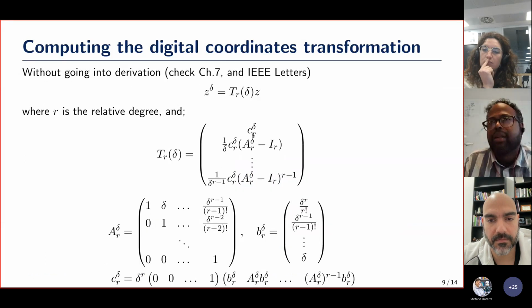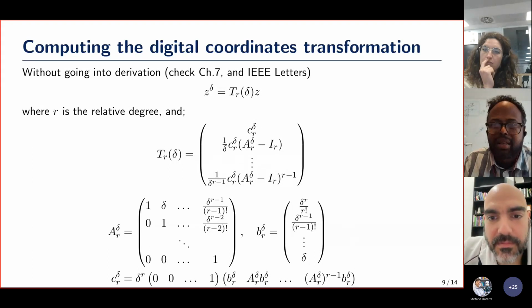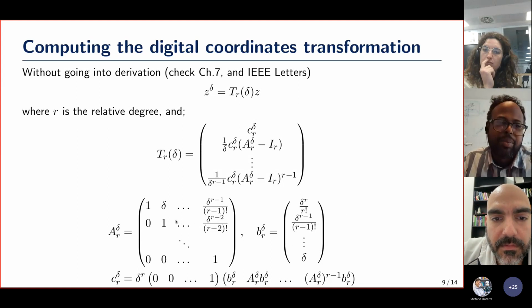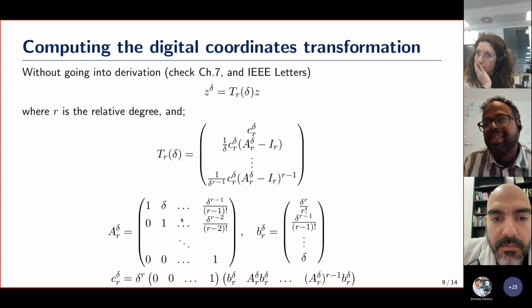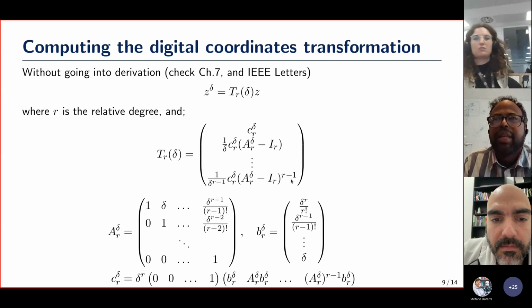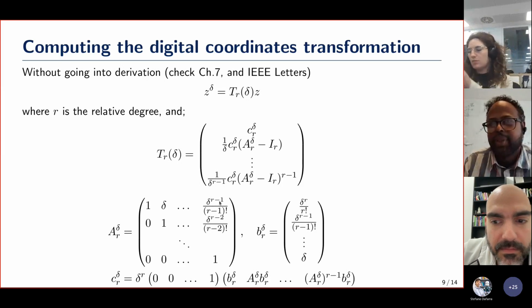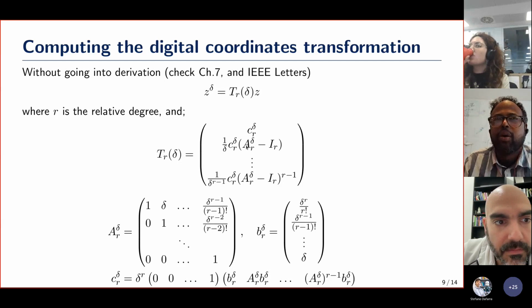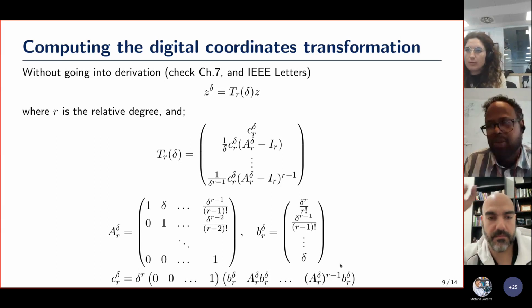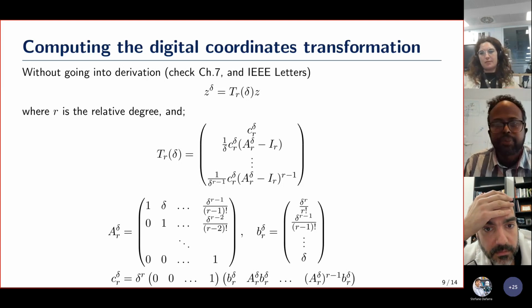And these matrices that are inside the T matrix just take this form. They look the same as you see in typical digital discrete time approximations of continuous time systems. So they are not very special. They just depend on delta and depend on the relative degree. They don't depend on anything else. So all these matrices you can build in your control algorithm a priori just by knowing the relative degree.